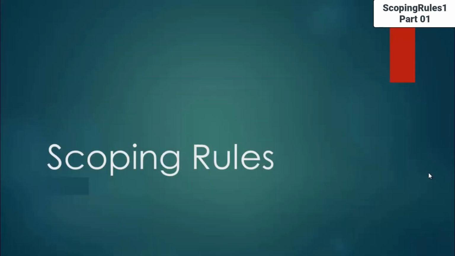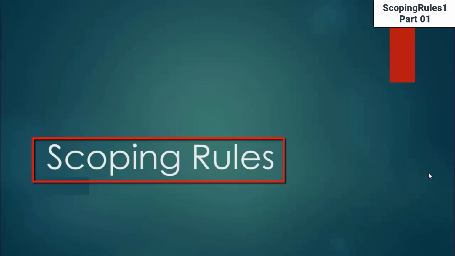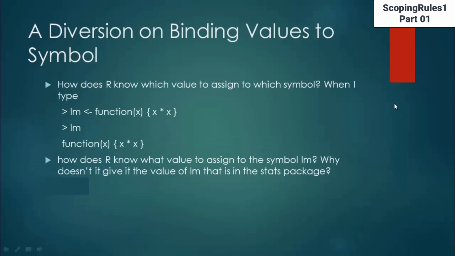Now we'll see about scoping rules in R programming, what they are and what exactly they are used for. So how does R know which value to assign to which symbol? When I type, let's say, lm as a function of x star x, how does R know what value to assign to the symbol lm? Why doesn't it give it the value of lm that is in the stats package?